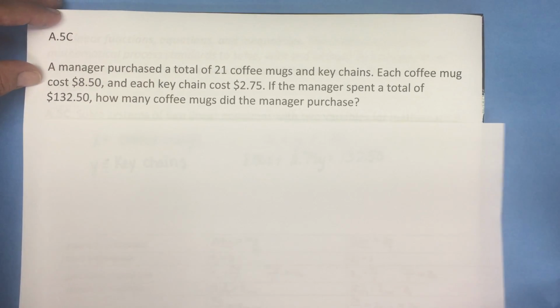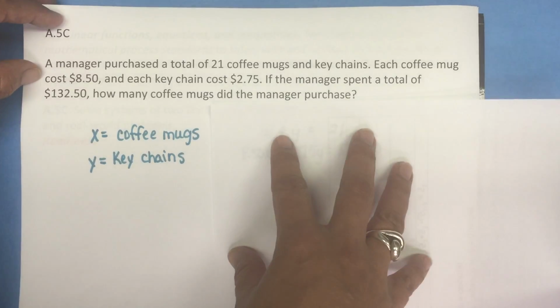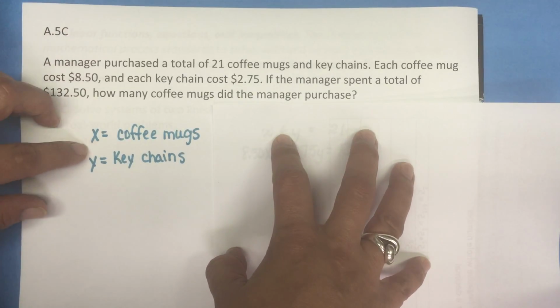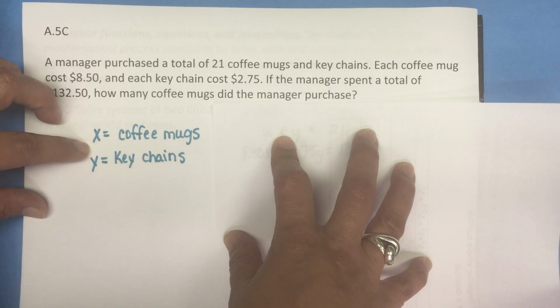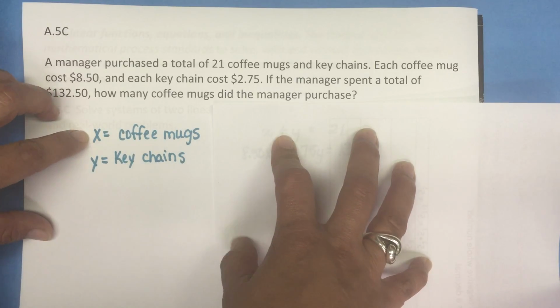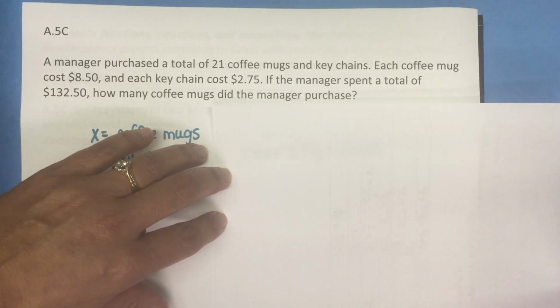So the first thing I would suggest is that you identify variables for the objects in the problem. We're talking about coffee mugs and keychains. I just decided to use X for coffee mugs and Y for keychains. Now that we've identified our variables, we can set up two equations.